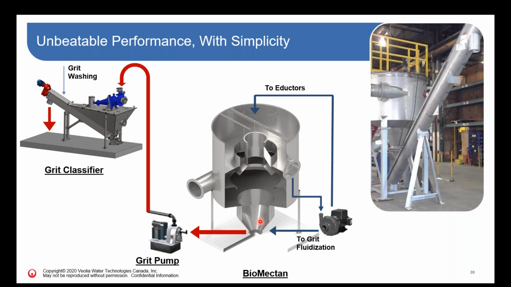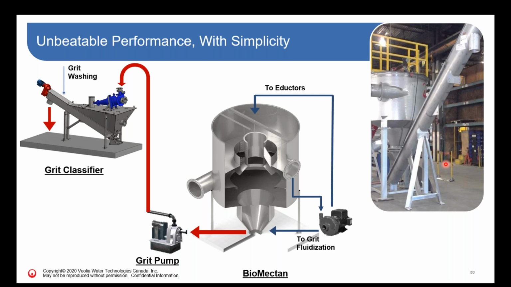If you wanted to have a really simple system, you can delete the grit pump by putting the grit classifier directly onto the bottom of the grit chamber. You should be able to see that on the photograph on the right here, where the grit screw is mounted directly to the bottom of the chamber, avoiding the need for the grit pump. It's available for the smaller systems in the self-standing stainless steel. And there you have grit washing as standard on the grit screw as well.